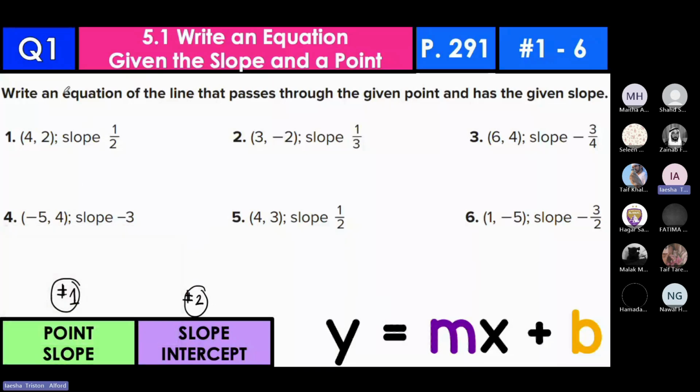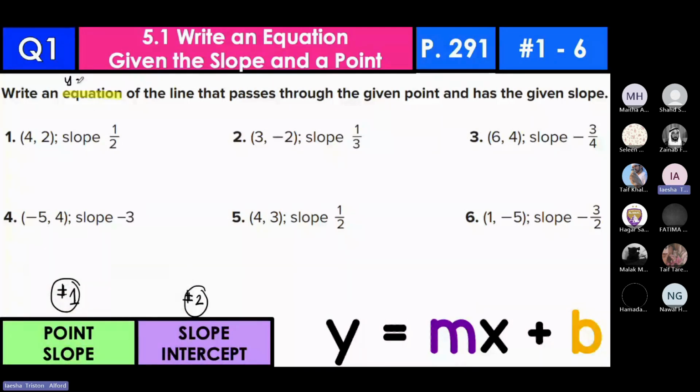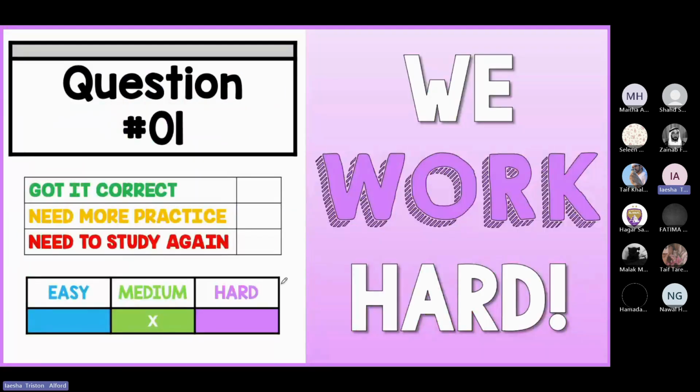So here in the writing, it says write an equation. That means they want y equal mx plus b. Okay? As far as the rating, we put this as a medium question. So if you printed the workbook, you can go ahead and check if you got this correct. You need to practice it, or do you need to study question number 1 again to keep track of what you need to focus on in the weekend?